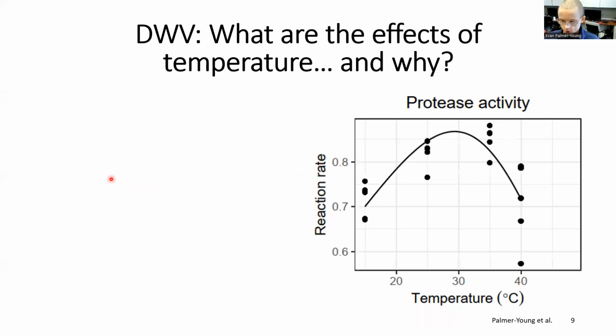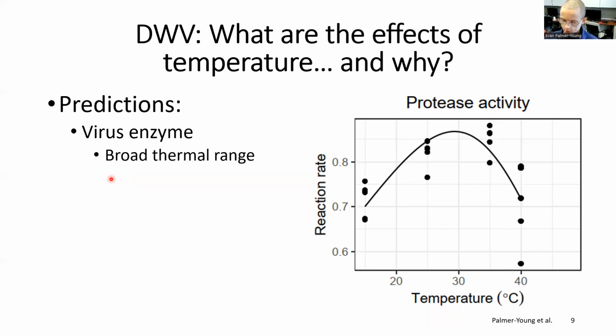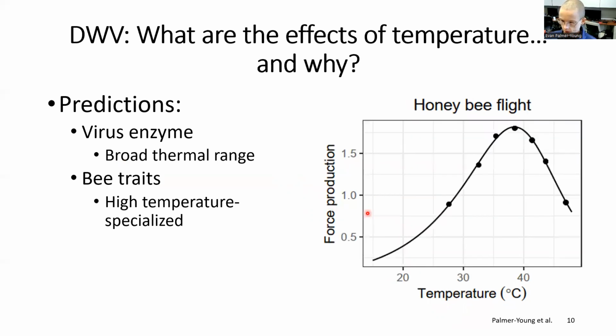One more time, now with illustrations. We predicted that the virus enzyme would maintain its activity across a wide temperature range that characterizes its mostly ectothermic hosts, as suggested by an initial characterization at 4 temperatures that showed only around 20% variation in rate across a 25-degree temperature interval. Whereas honeybee physiology would be highly temperature sensitive, achieving its peak function only within a narrow high temperature band, as exemplified by these data on muscle force production.